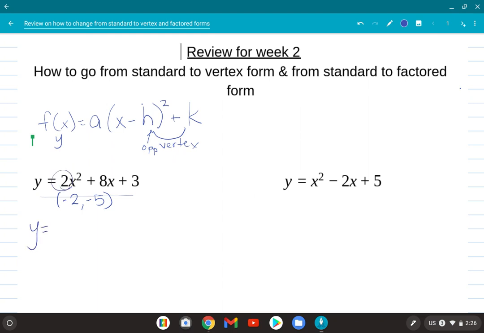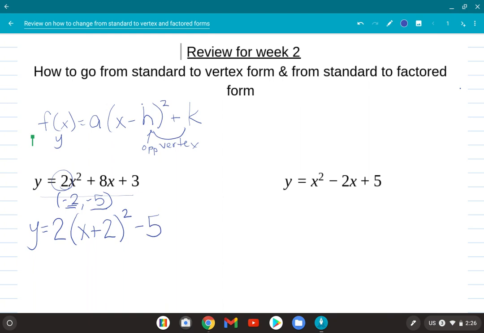Our first number is a 2, so that's going to stay the same. Then I'm going to go x, opposite of my x value. So instead of -2, I'm going to put a +2 squared. And my y is going to stay the same, -5.